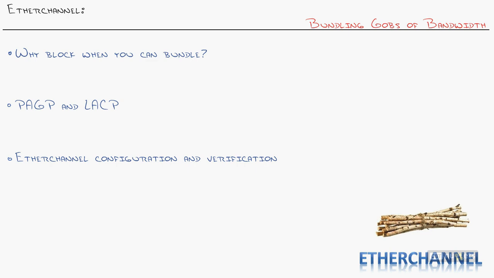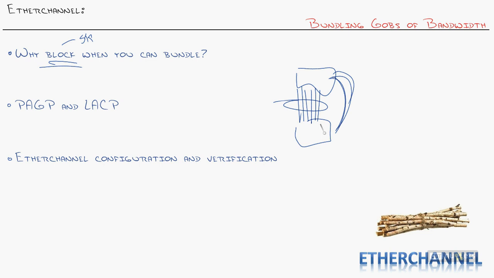EtherChannel is so fun. So let's wrap up. We have seen why block when you can bundle. I mean, again, why block via spanning tree when you have multiple redundant connections on the switch. And the good thing about this is that these connections are very inexpensive. Most of the time these switches are sitting right next to each other. So you can just take a bunch of fiber patch cables, or a bunch of Ethernet patch cords. Very inexpensive, and increase the bandwidth between those.